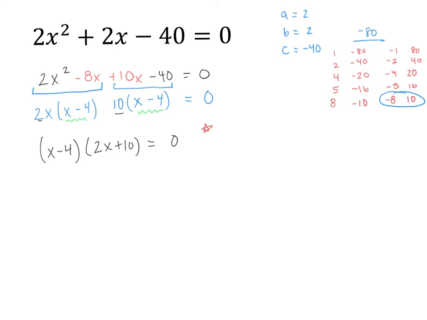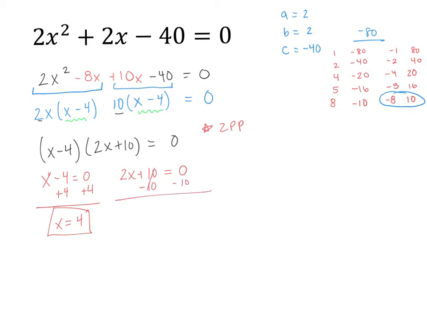Here we are now at the zero product property. So I'm going to set both of my parentheses equal to 0 and then solve. On this first side, I'm just going to add 4 to both sides. x will equal 4. On this side, I'm going to subtract 10. These will cancel out. 2x equals -10. And then I'm going to divide each by 2. These 2's will cancel out, and x equals -5. So those are my two solutions there.